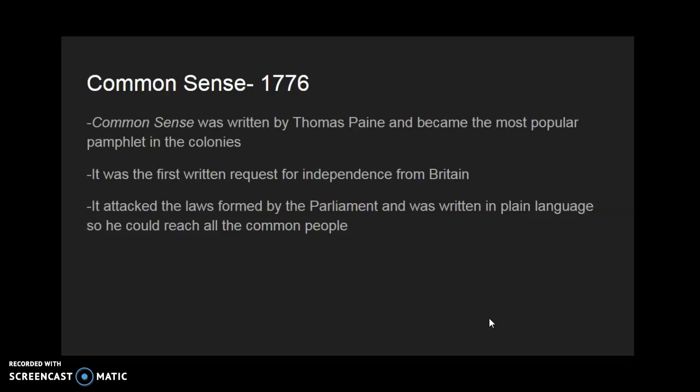And it attacked the laws formed by the Parliament, and it was written in plain language. Well, maybe at that time. I think people still read it today. It may not be plain language for us today, but back then it was their plain language. He wanted to reach all the common people. He didn't just want to reach certain people or people that were educated. He wanted to make sure that everyone understood this is what is happening.